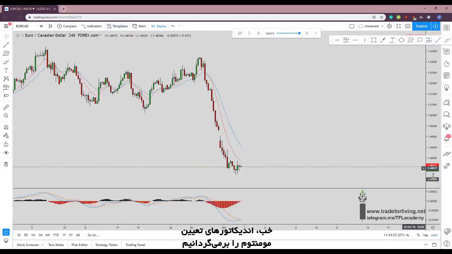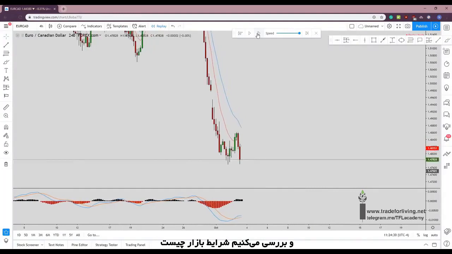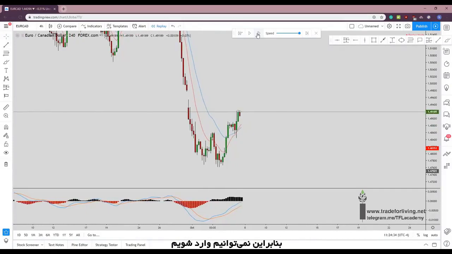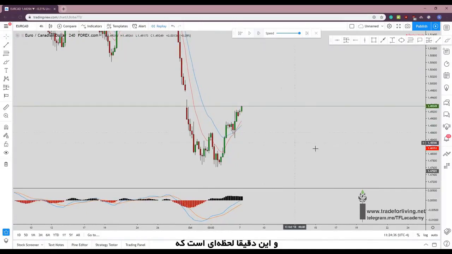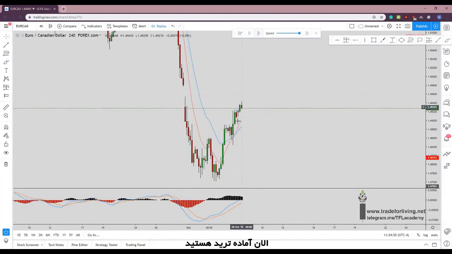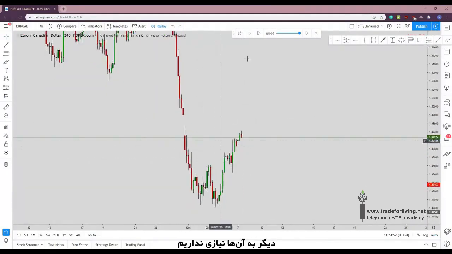So let's bring back our environment indicators and let's see what's going on. At the moment, everything is still pushing to the downside, so we cannot take the trade. And this is the exact moment in which the market has shifted to the upside. As you can see, we have now a bullish environment: 10 EMA above the 20, MACD above the 0. So what you're supposed to do is obviously be ready to take your trade. You can also delete the indicators, because now you know that you're in a bullish environment. You don't even need them anymore.